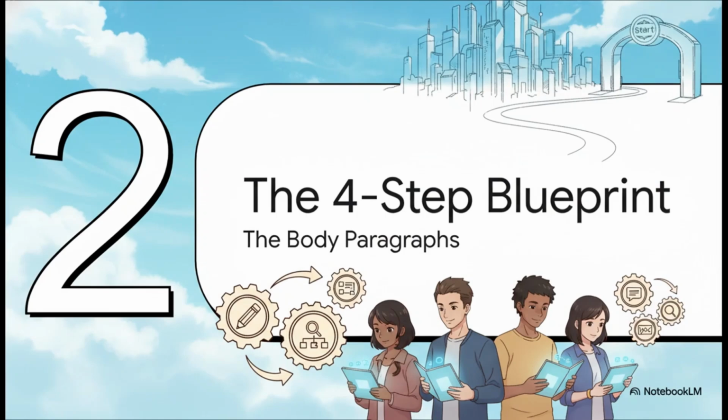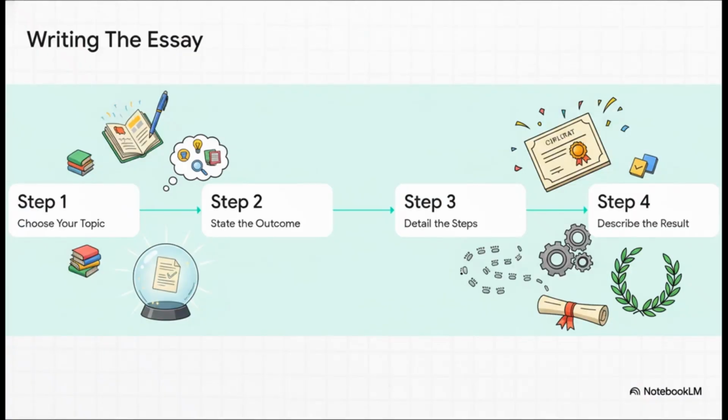We're moving into what you can think of as the body paragraphs of our essay, where we're going to break down the whole thing into a really simple 4-step blueprint. Here's the roadmap. It's just 4 parts. Choose your topic, state the outcome, detail the steps, and describe the result. See? It's a totally logical flow that makes sure you don't miss a thing.